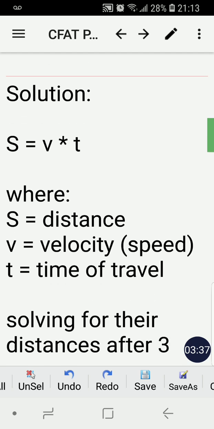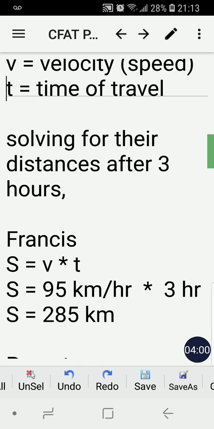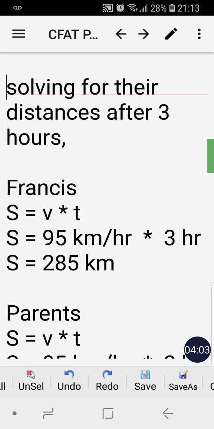Solution. So this is an SVT problem. S is equal to VT, where S is equal to the distance, V is the velocity or the speed, and T is the time of travel. So that is our working formula. S is equal to VT. Okay, so solving now for their distances after 3 hours.